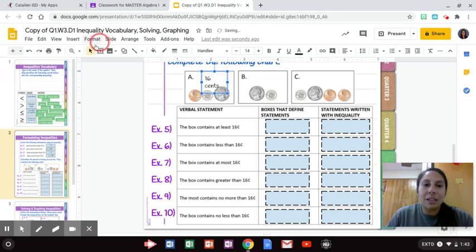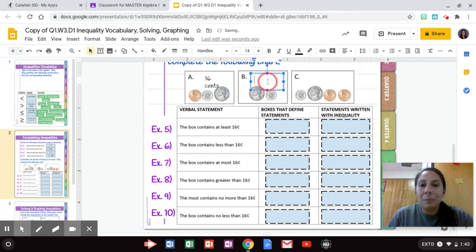So adding another text box, we're going to come over to B and figure out how much money is in there: 15 cents. And then the same process for C. So over here, this one has 17 cents.